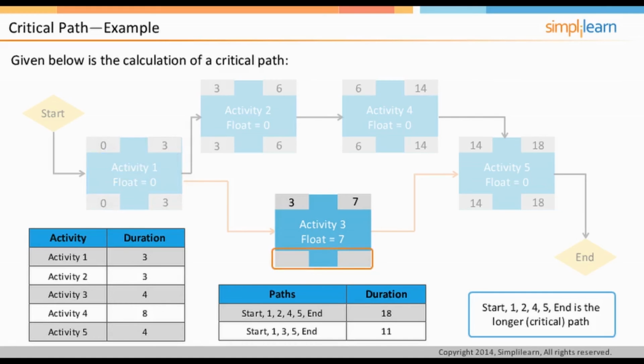Now, let us calculate the late start and late finish of Activity 3. Late start of Activity 5 is 14 days. Activity 3 happens just before Activity 5, so the late finish of Activity 3 is 14 days. To calculate the late start, you can subtract the duration from late finish. Therefore, the late start of Activity 3 is 14 minus 4 equals 10. In the next screen, let us focus on schedule compression.